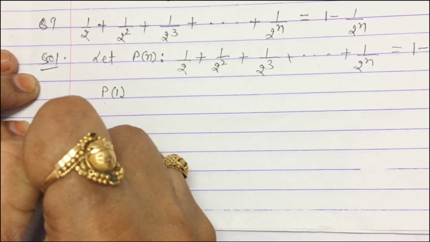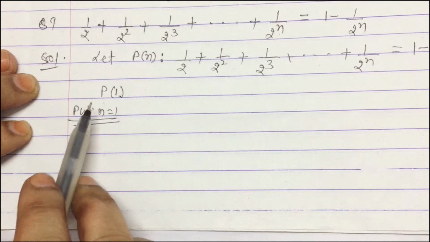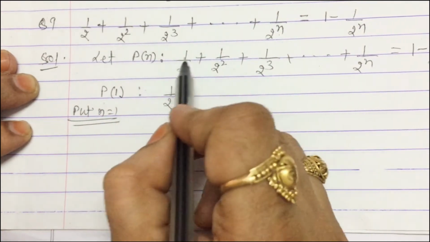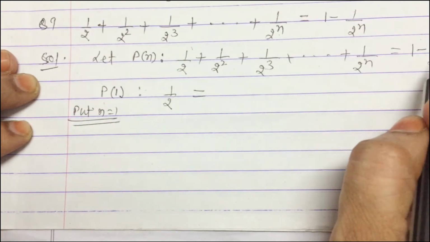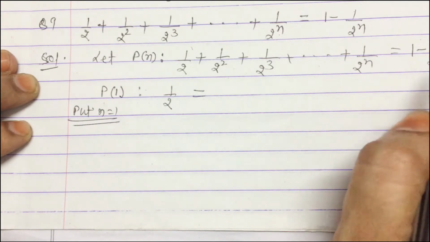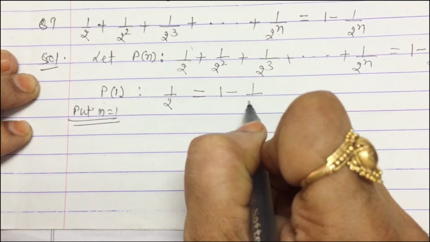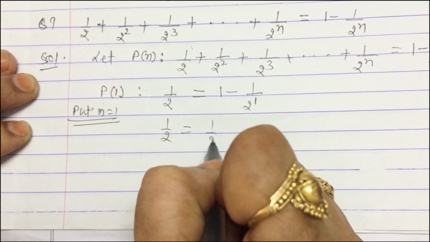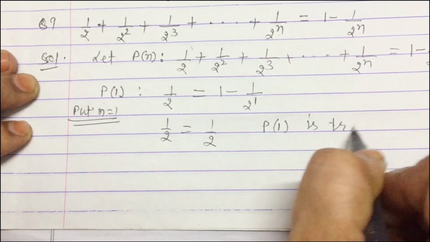For this, put n is equal to 1 in the given statement. So when you are finding P1, write 1 by 2, the first term only, from the RHS. And from the LHS it is 1 minus 1 by 2 raised n. So here it is 1 minus 1 by 2 raised 1, which is 1 by 2, and here it is also 1 by 2. So we can write here P1 is true.